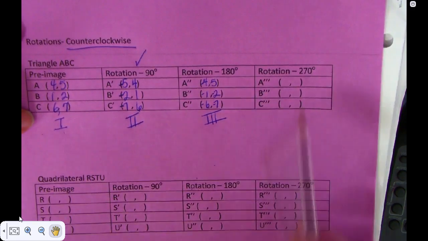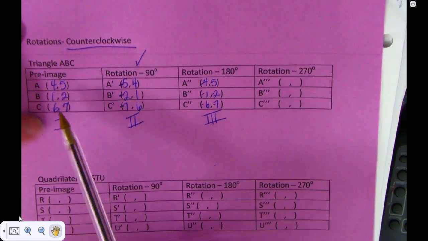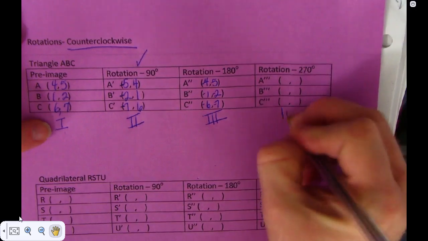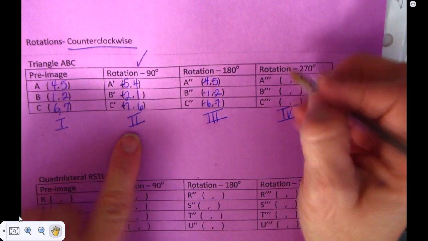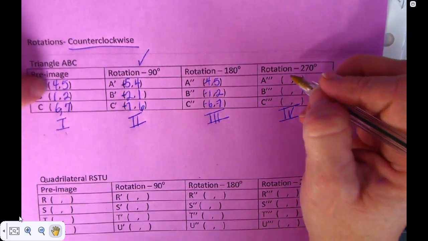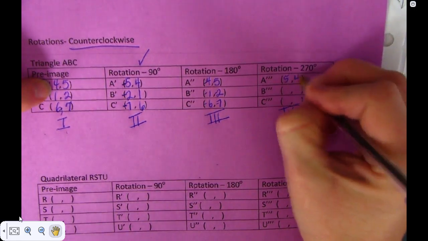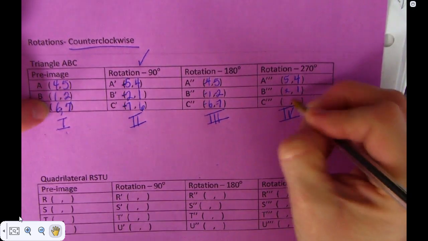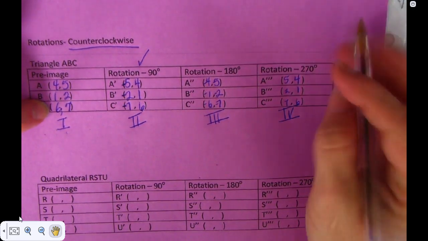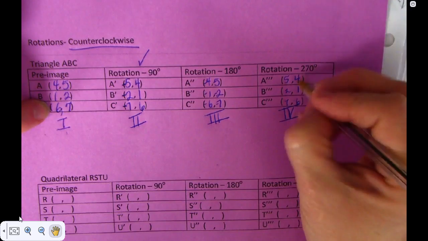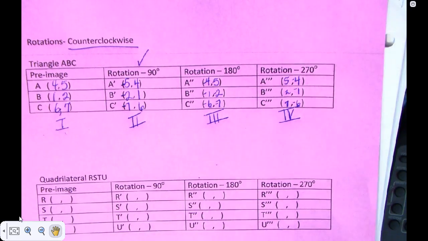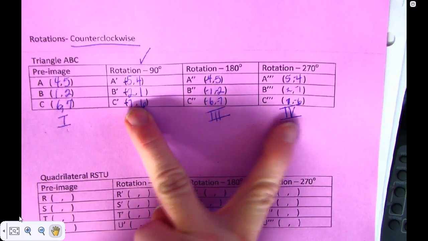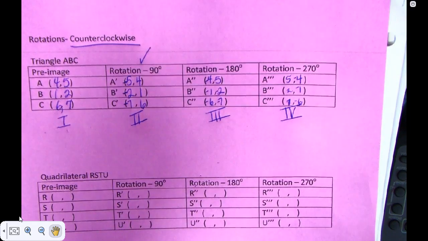If I make a 270-degree turn, I'm going from 1 to 4. So what do I do with my numbers? Flip them. And then what's going to be negative? The Y. It's going to be just the opposite of the 90-degree turn, isn't it?